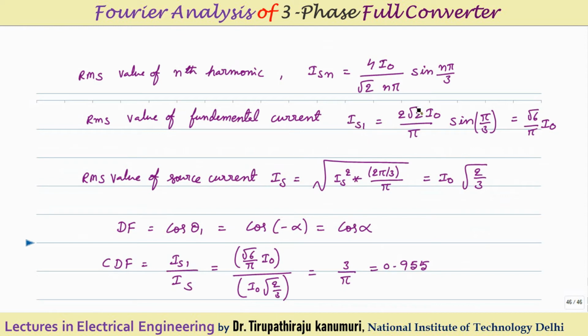So Is1 will be equal to 2 root 2 by pi into I naught into, wherever n is there, substitute 1, sine of pi by 3. And here n pi, n I have taken as 1, so it becomes pi. You will get it as root 6 by pi times I naught.